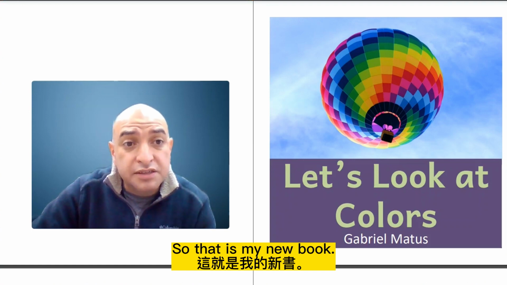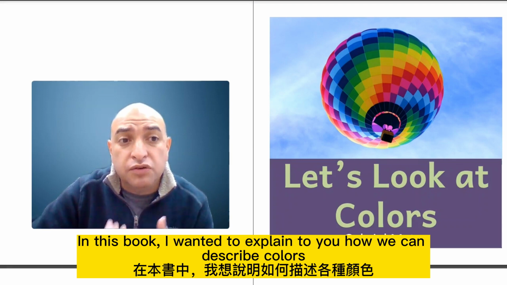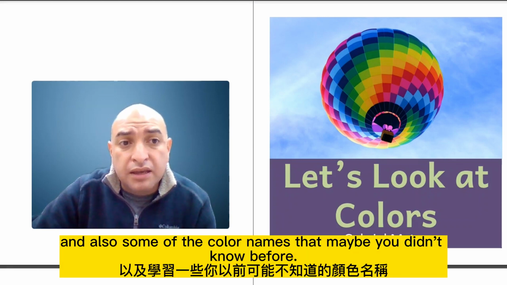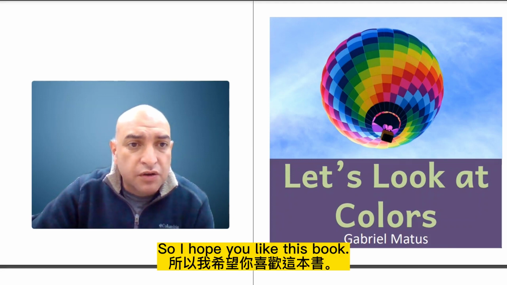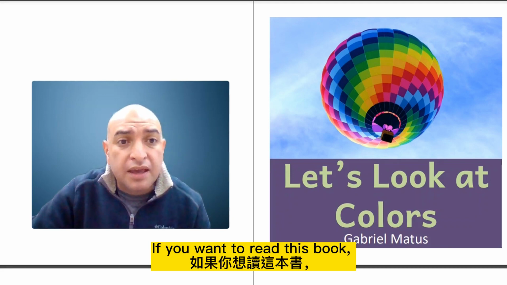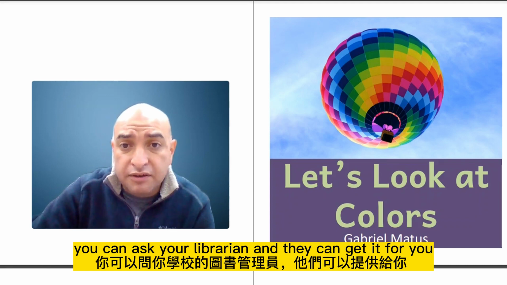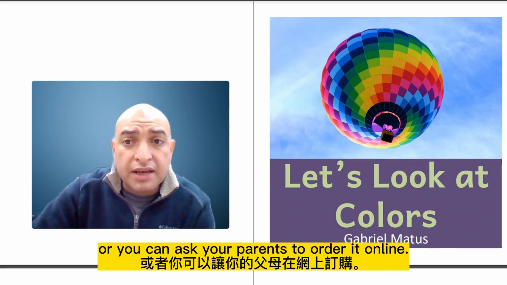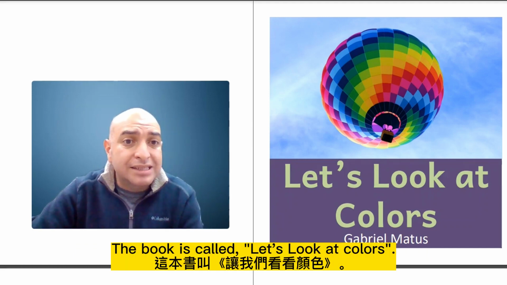So that is my new book. So in this book, I wanted to explain to you how we can describe colors and also some of the color names that maybe you didn't know before. So I hope you like this book. And if you want to read this book, you can ask your librarian and they can get it for you. Or you can ask your parents to order it online. The book is called Let's Look at Colors.